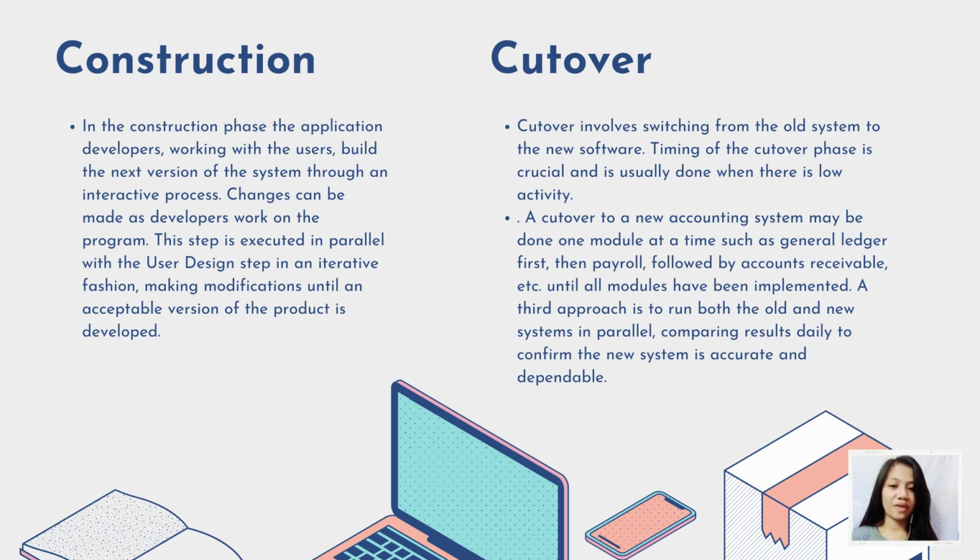Finally, the cutover phase, which is the last step, includes shifting from the old to the new software, and this involves 3 approaches. First is to entirely abandon the old system and proceed with the new one. Second is to make use of some of the functions of the old system along with the new ones, while the third is running both the systems and then recording the observations regularly to confirm accuracy.